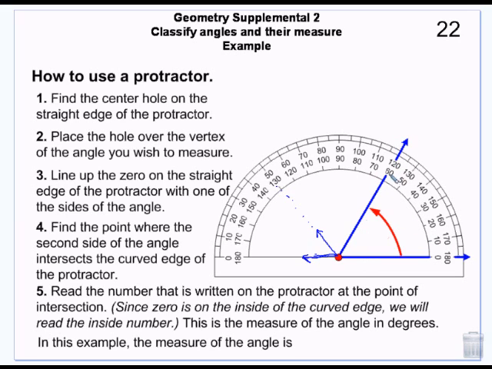So which number is this? 60 or 120? 60. It's going to be 60 because we started at 0 and we went this way. It would only be 120 if we had started at 0 and came out to here. So you count from 0 and then you go up. Whatever you're lining up at 0 on this side, you're counting on this bottom row. If you were lining up at 0 over here, you're counting on the outside row. Does that make sense?